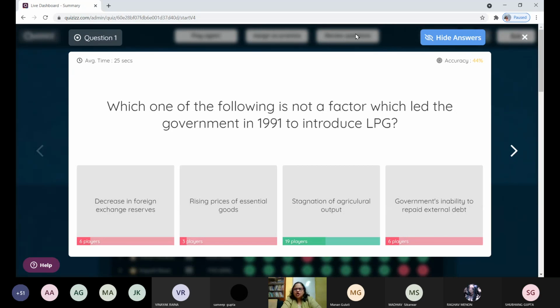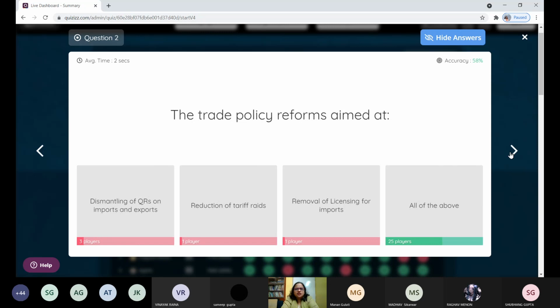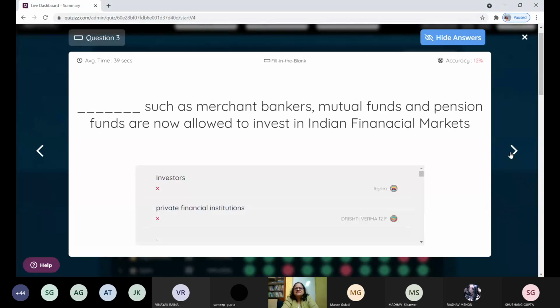Which one of the following is not a factor which led the government to introduce LPG? So, the government's inability to manage debt, we just discussed it, the very first question today, rising prices, of course, and stagnation is not related to the new economic policy. Then the next question: the trade policy reforms aimed at all the above. So reduction of tariff, removal of licensing, dismantling quantitative restrictions. Merchant bankers, we just discussed in the financial sector today.